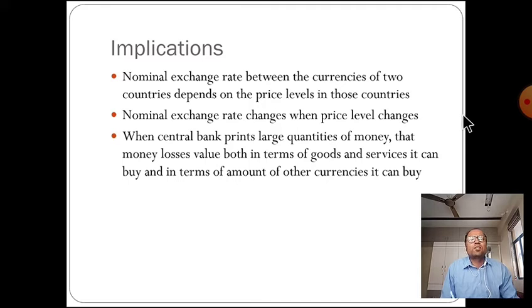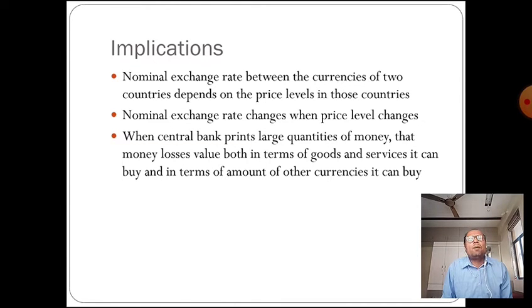Now what are the implications of this purchasing power parity theory? The major implication is that the nominal exchange rate between the currencies of two countries depends on the price levels in those countries. It means the foreign exchange rate, the nominal exchange rate, the rupee-dollar rate, will depend on the price levels across the two countries. So the nominal exchange rate is affected by the price level. Nominal exchange rate changes when price level changes. So when prices in either the Indian market or the global market move up and down, the nominal exchange rate changes, and it has one most important implication.